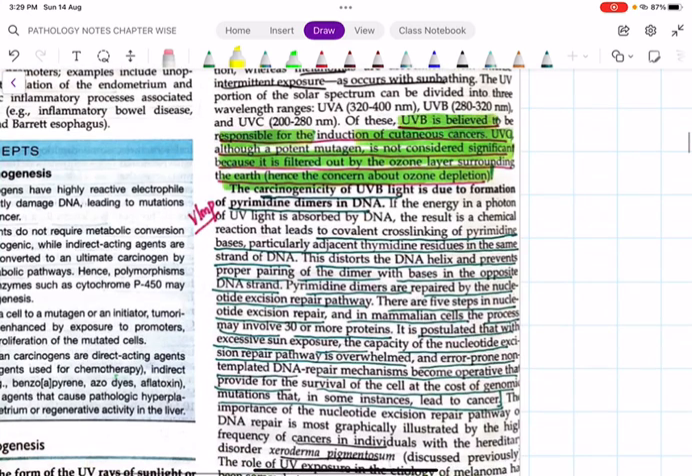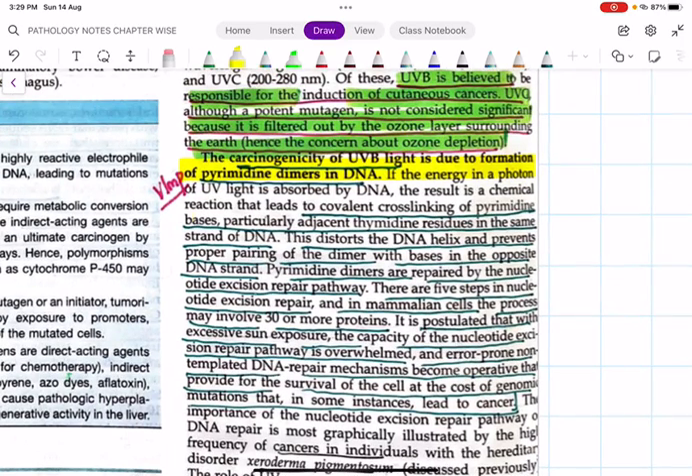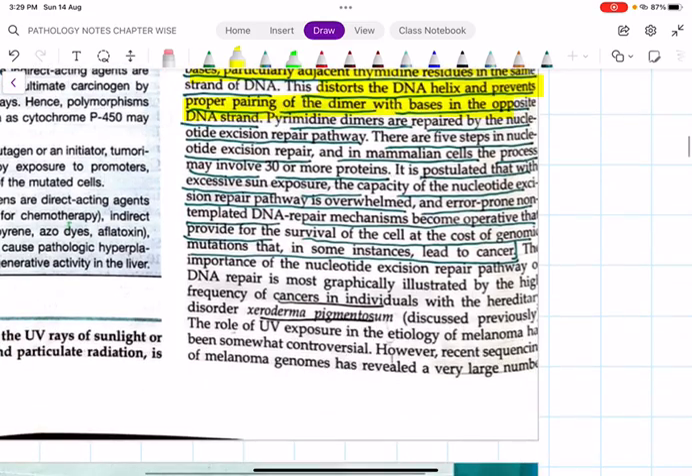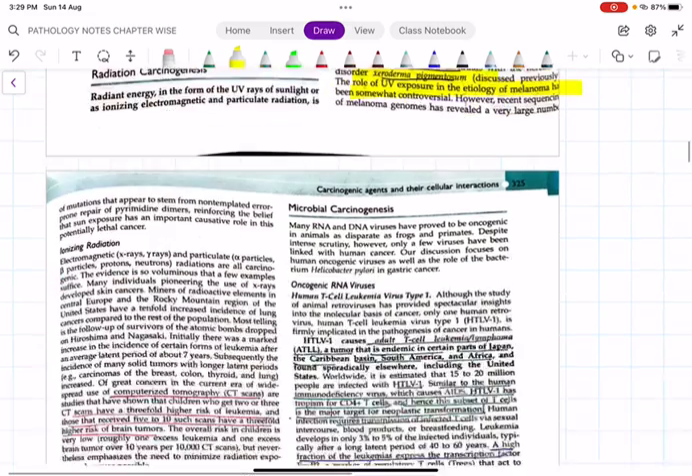What is the reason for the carcinogenicity of ultraviolet B rays? It is because of the formation of thymidine dimers, also called pyrimidine dimers. Because of the cross-linking of the pyrimidine bases, what will happen? It will distort the DNA helix and prevent the proper pairing of the dimer with the bases in the opposite DNA strand. Normally these are repaired by the nucleotide excision repair pathway. When there is a defect in nucleotide excision repair, as in xeroderma pigmentosum, there will be increased risk of skin cancer following ultraviolet B exposure.